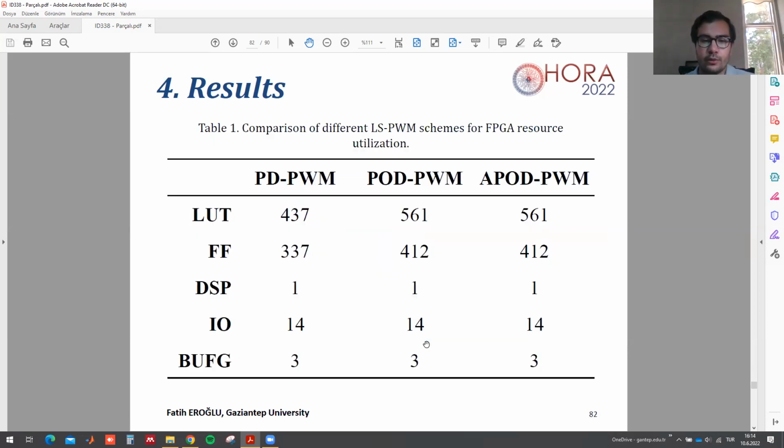So this is the result of the comparison in terms of resource utilization. As you can see on the lower side of the table, DSP, input-output, and buffer usage are all the same for the three different methods. But the difference here is that PD PWM uses fewer resources compared to POD and APOD PWM, in terms of lookup table and flip-flops. These differences result from the initializations of the counters and direction variables that I've just mentioned a couple of slides ago.